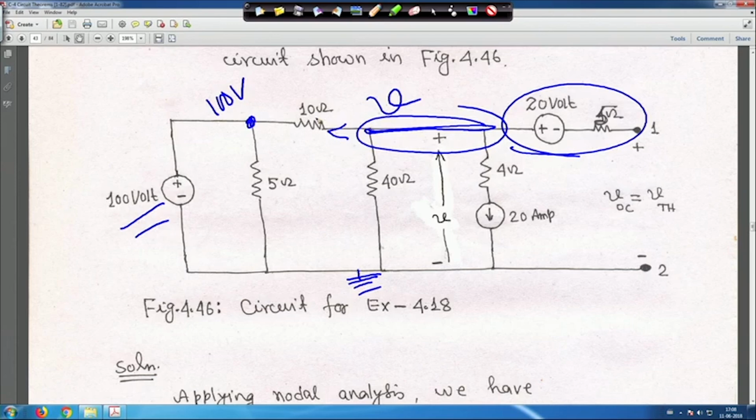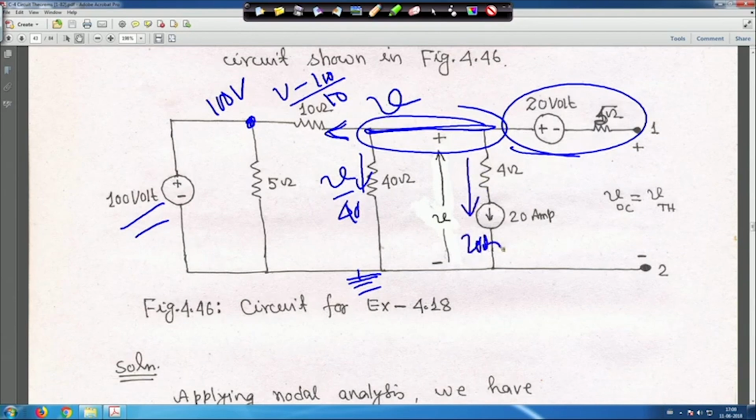The current flowing through this 10 ohm resistance will be (V minus 100) divided by 10. This is the current flowing through this 10 ohm resistance, in this outward direction. Similarly, here also it will be V by 40. And another thing is that there is a current source here, and it is 20 ampere, that means the current flowing through this is 20 ampere. So, it is also leaving.